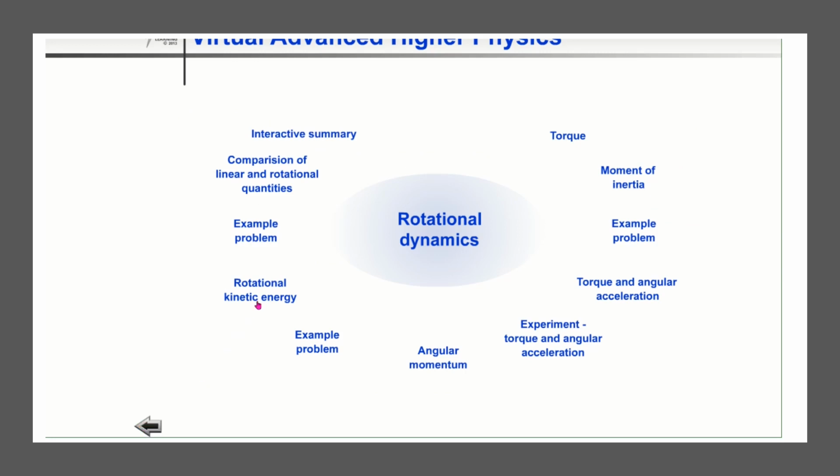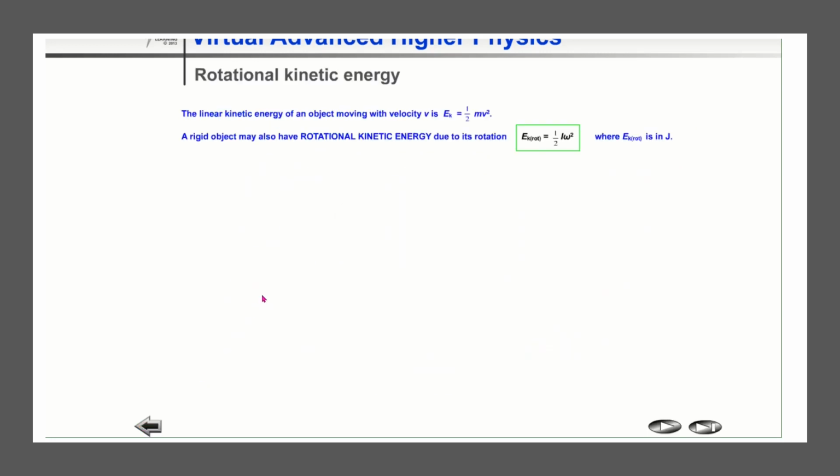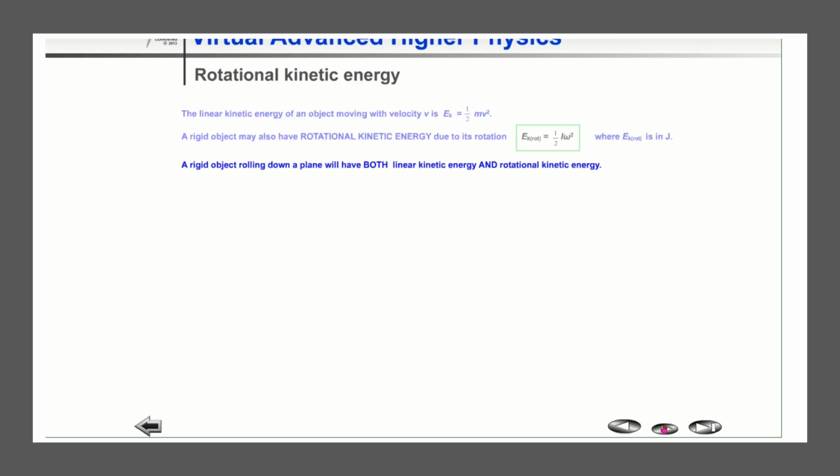Rotational kinetic energy. The linear kinetic energy of an object moving with velocity v is Ek equals half mv squared. A rigid object may also have rotational kinetic energy due to its rotation. And again, you can see the similarity between these equations. Rotational kinetic energy is half I omega squared, where rotational kinetic energy is still measured in joules.